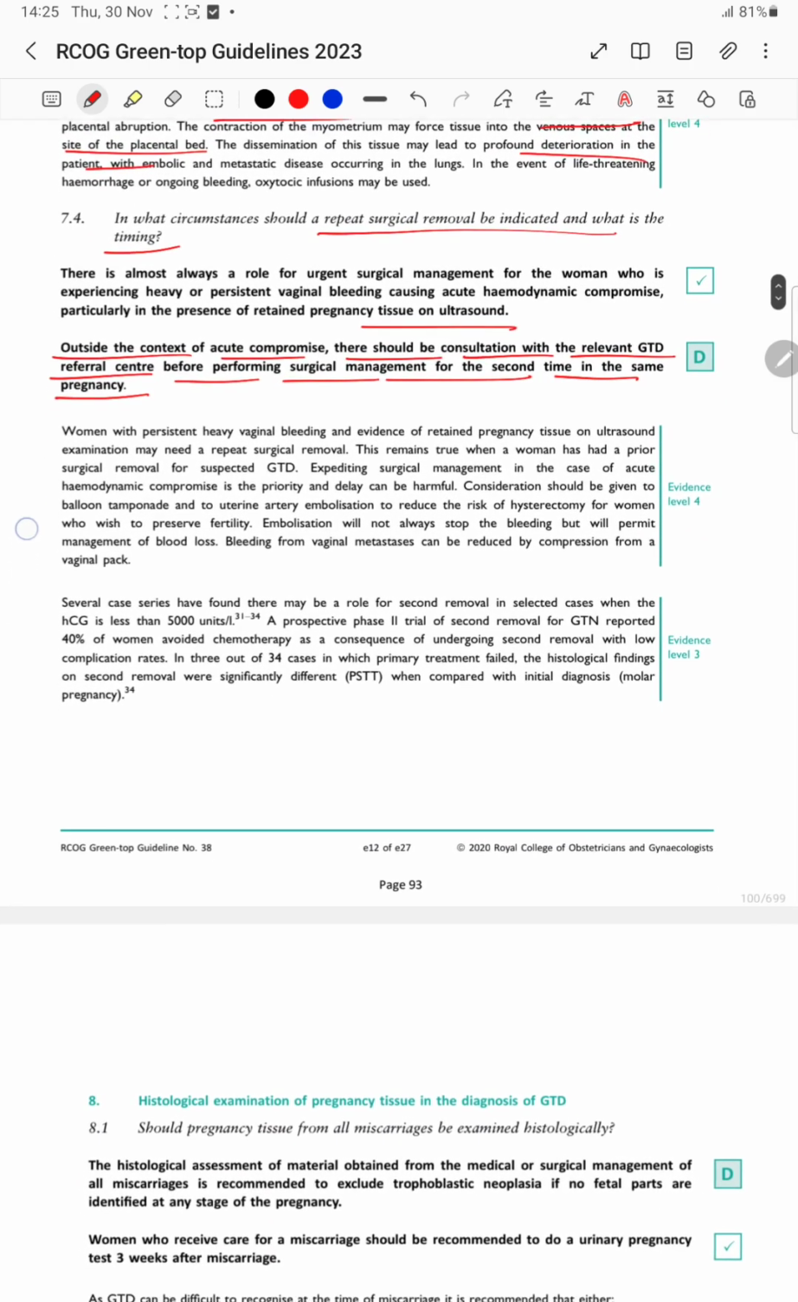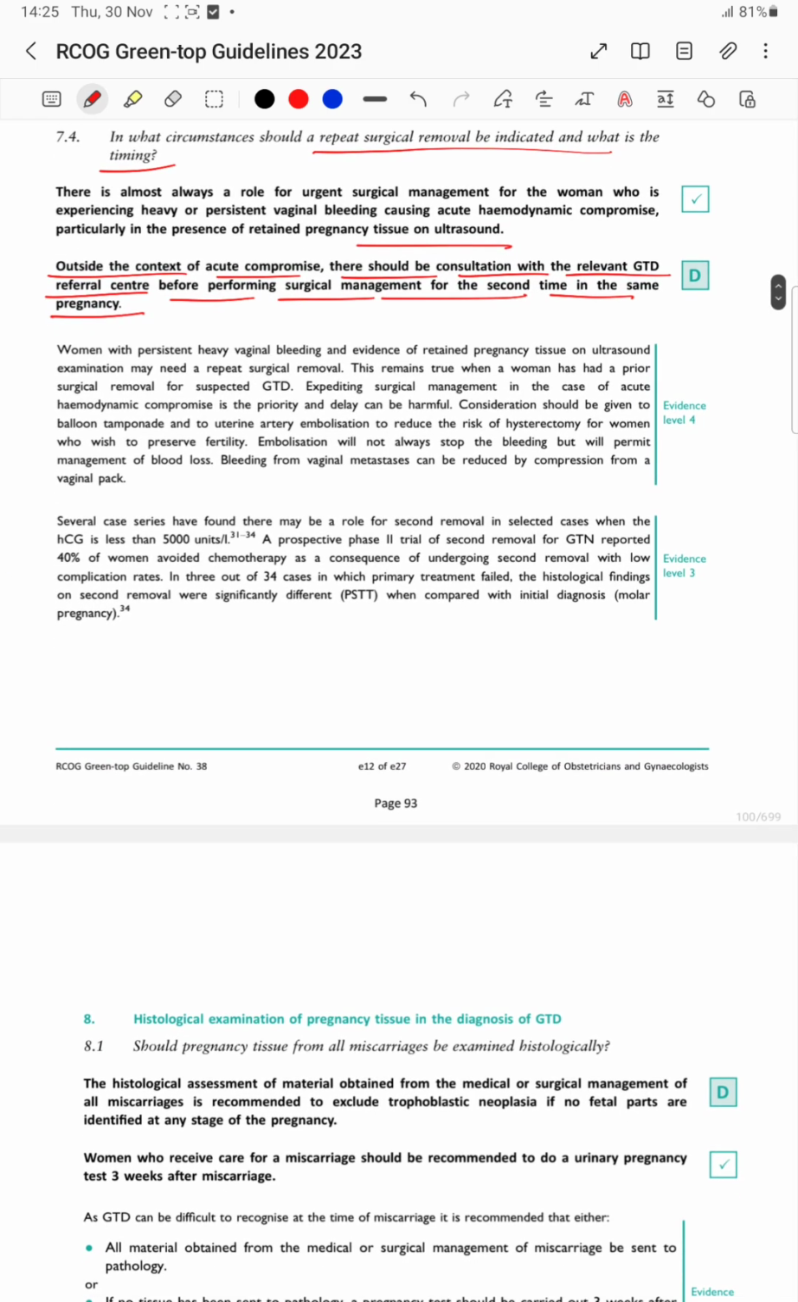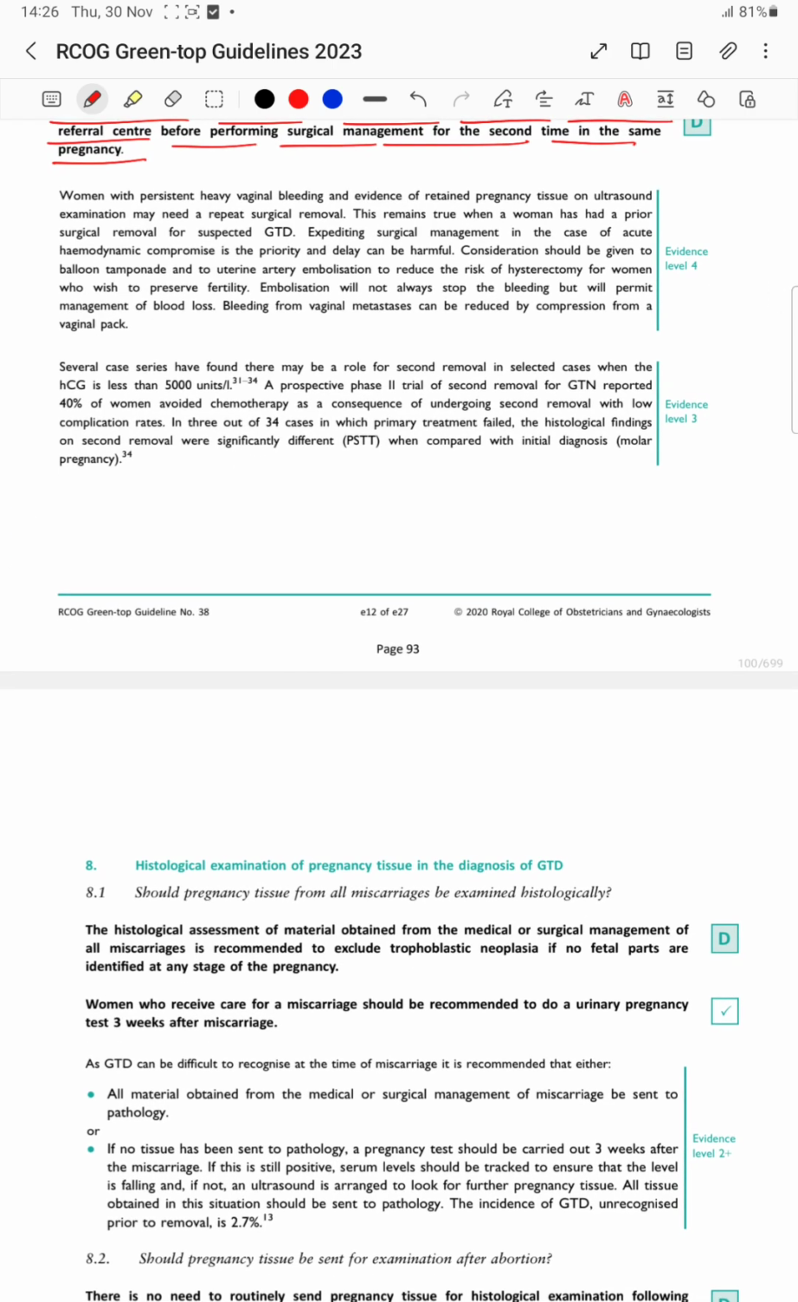The woman with persistent heavy vaginal bleeding and evidence of retained pregnancy tissue on ultrasonographic examination may need a repeat surgical removal, and this remains true if a woman has had a prior surgical removal for suspected GTD. Expediting surgical management in the case of acute hemodynamic compromise is the priority, and delay can be harmful. Consideration should be given to balloon tamponade and uterine artery embolization to reduce the risk of hysterectomy for women who wish to preserve fertility. Embolization will not always stop the bleeding but will permit management of the blood loss, and bleeding from vaginal metastasis can be reduced by compression from a vaginal pack.